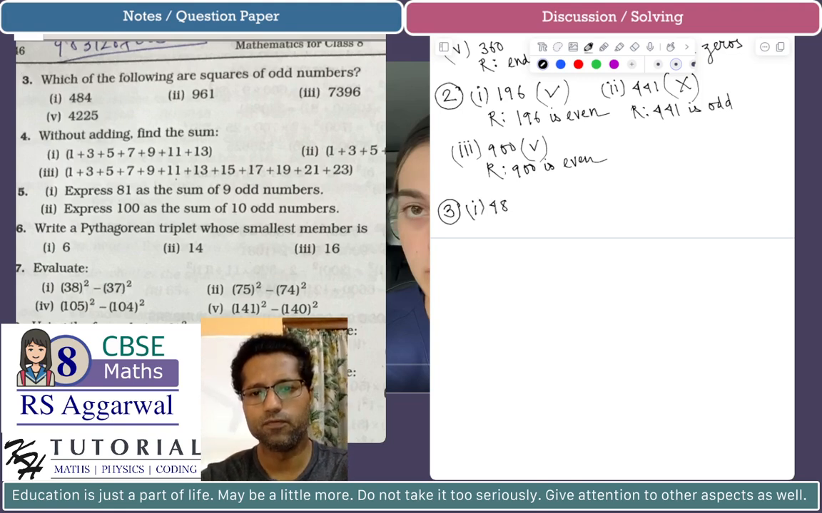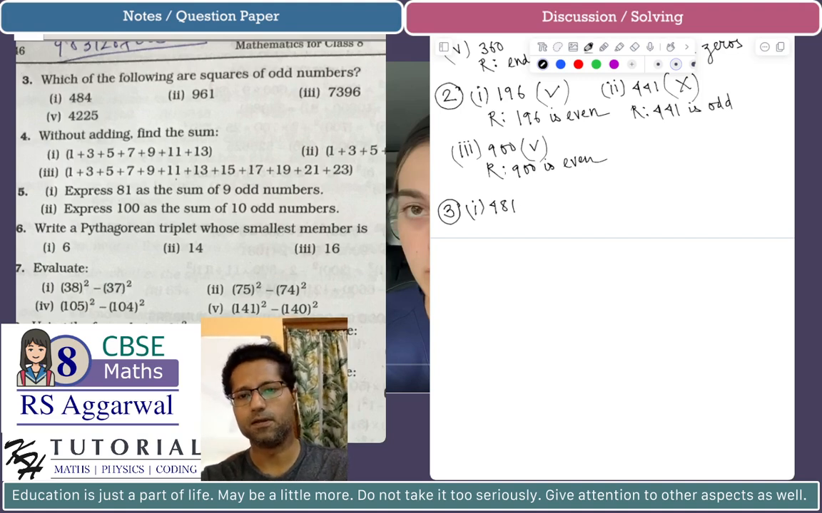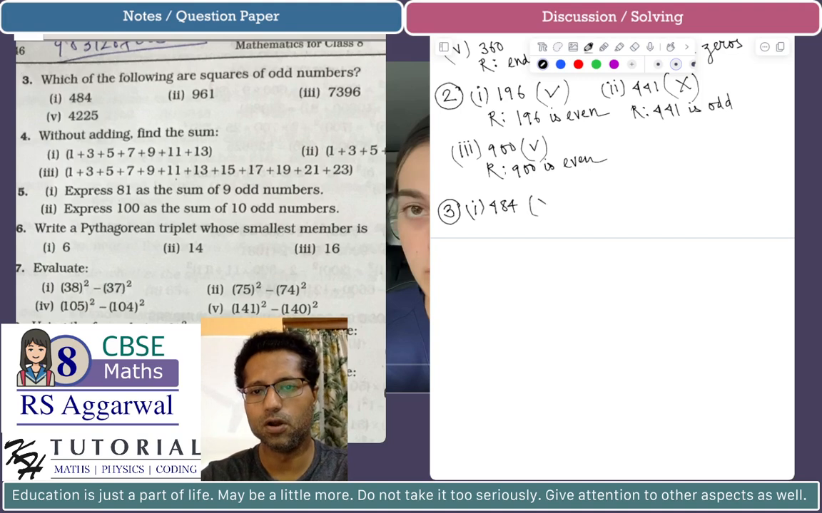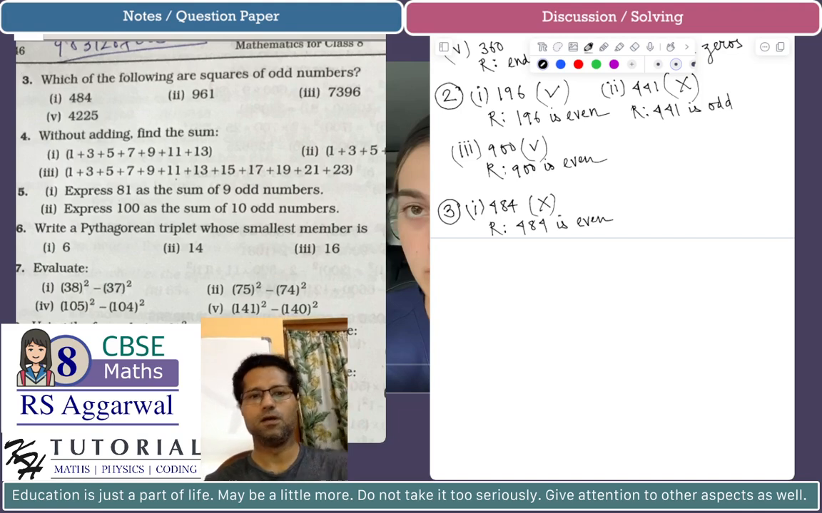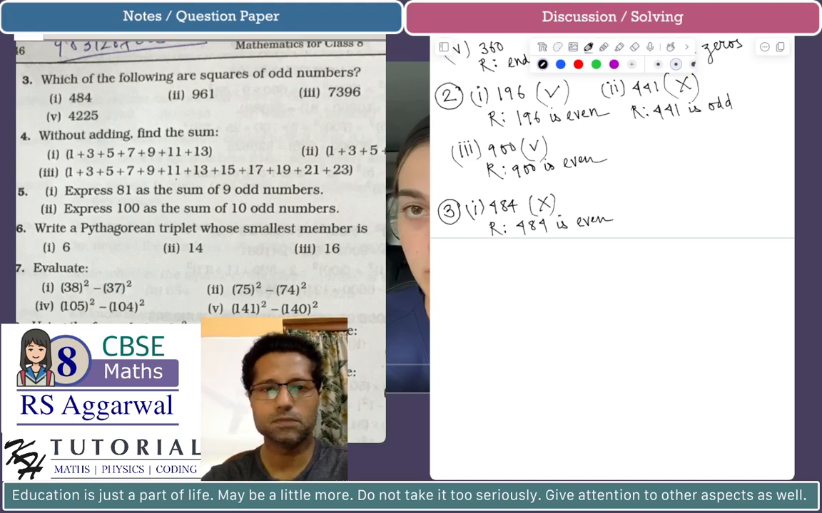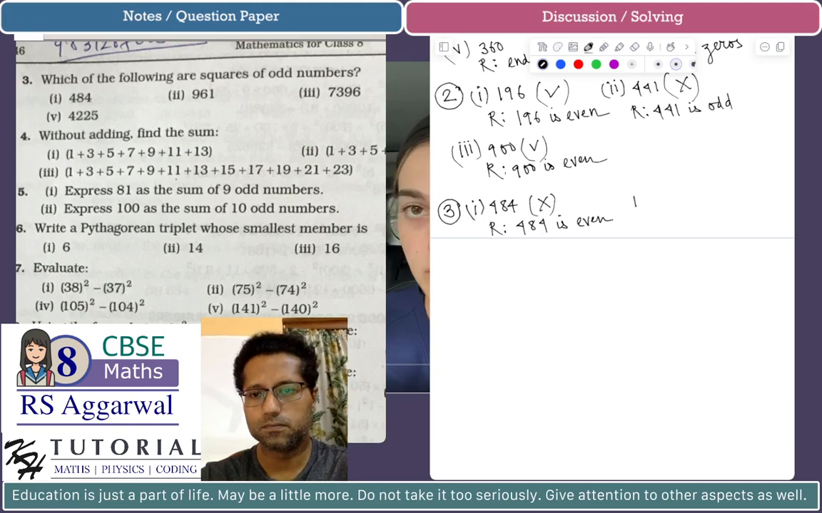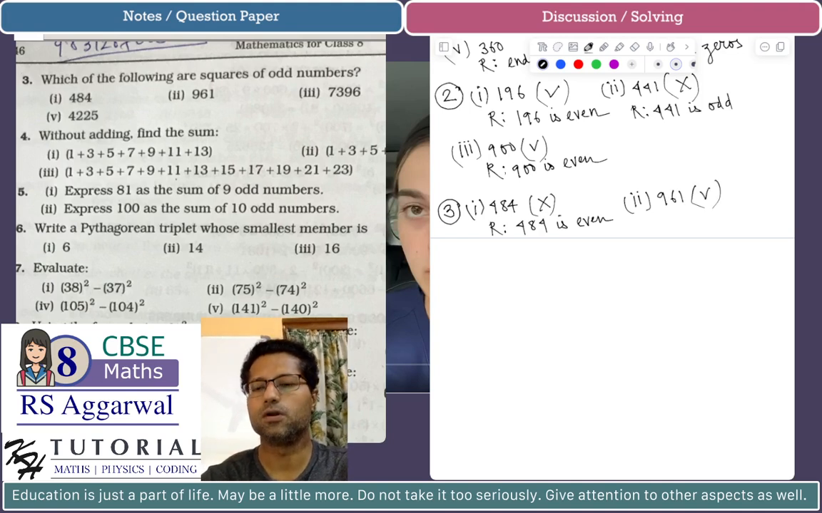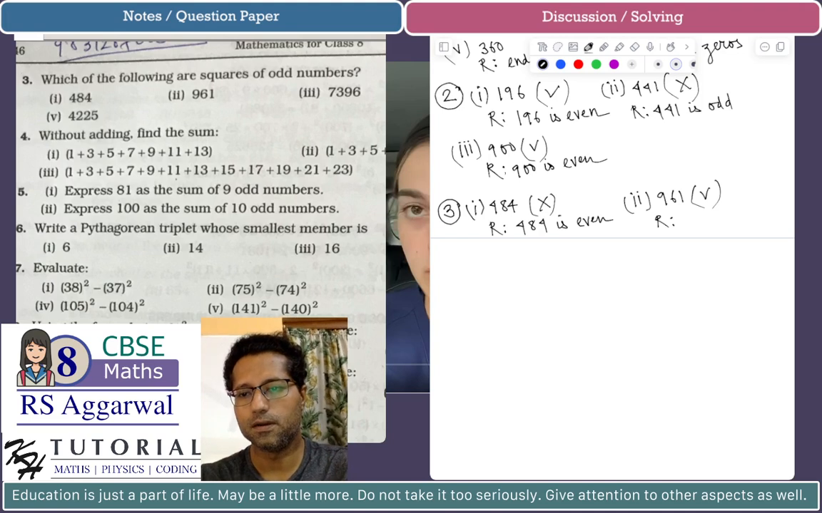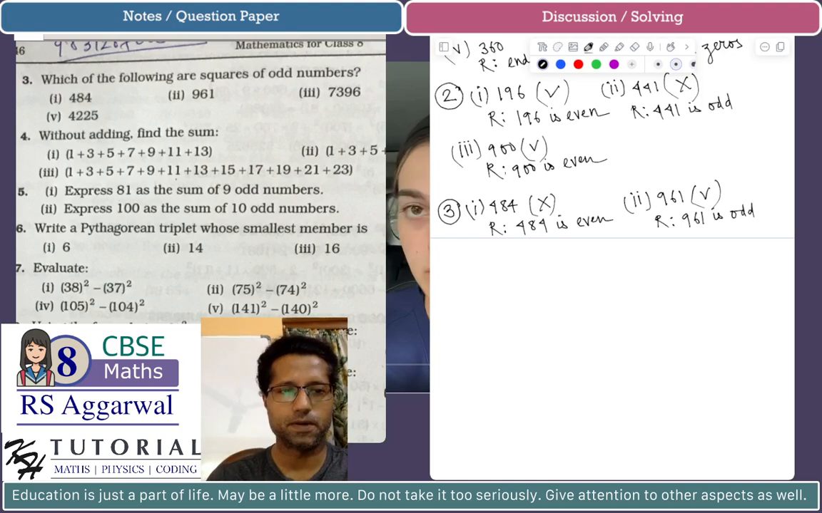Is 484 a square of an odd number? Definitely not. Why? Because 484 is even, so the number whose square it is will also be even. Part 2 is 961. Yes, this will be a square of an odd number. Reason: 961 itself is odd. So I think you can do the rest of the parts. Okay, let's do problem number 4.